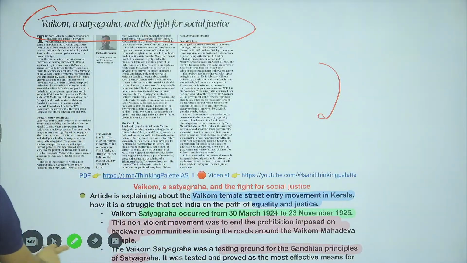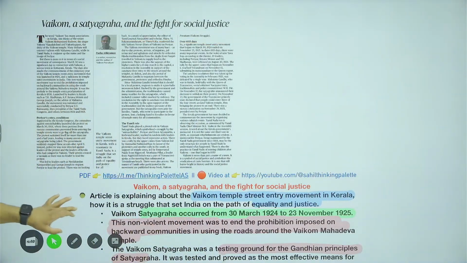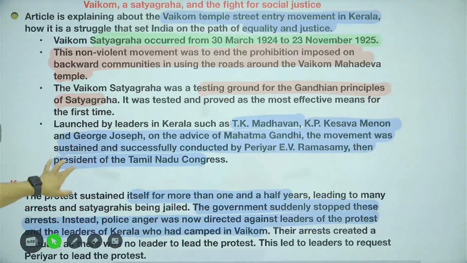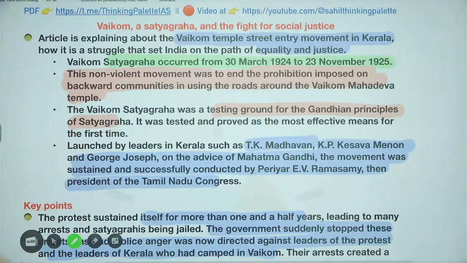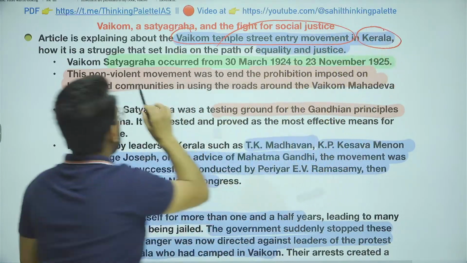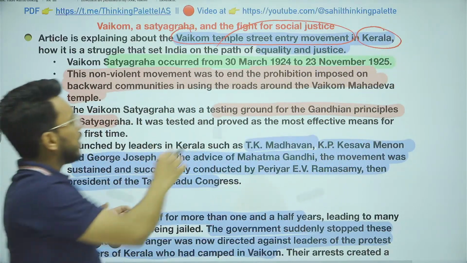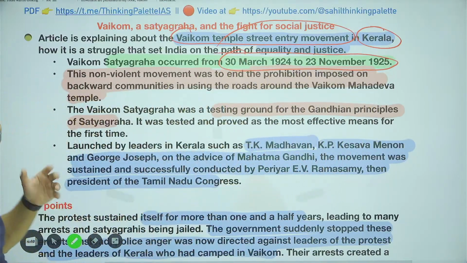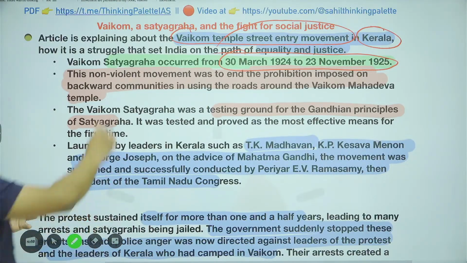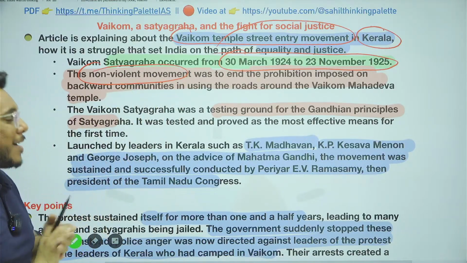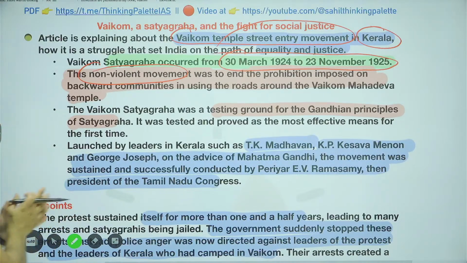So, basically, guys, the article is talking about the Vaikom Temple Street Entry movement that was started in Kerala. Now, this Vaikom Satyagraha was taken up from 30th March 1924 to 23rd November 1925. So, this movement went for nearly 1.5 years, and it was a kind of non-violent movement that was started because the people belonging to backward castes, people belonging to Dalit communities, they were not allowed.